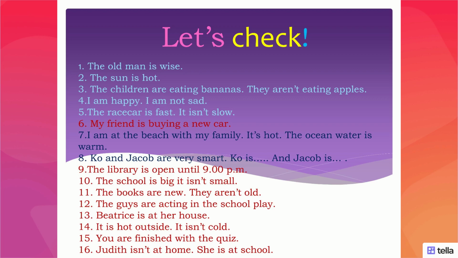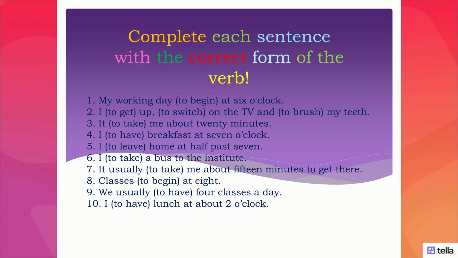Number 13, Beatrice is at her house. Number 14, it's hot outside, it isn't cold. Number 15, you're finished with the quiz. Number 16, Judith isn't at home, she's at school. Okay, guys, I hope you didn't have any mistakes. And right now, let us do the next task.